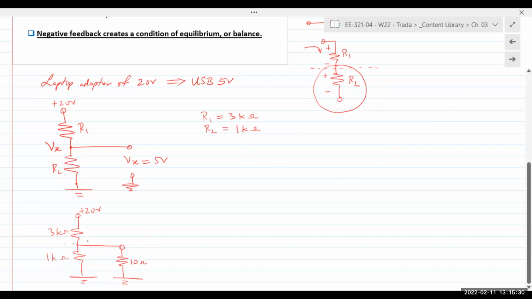So this total parallel combination, 1 kilo ohm parallel with 10 ohms, comes out to be 9.9 ohms. And therefore Vx now comes out to be only 0.065. So instead of 5 volts, now we are getting only 0.06 volts, 60 millivolts. That's basically nothing, right? Almost zero.